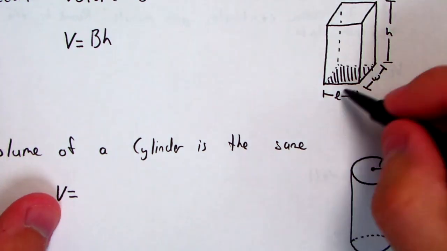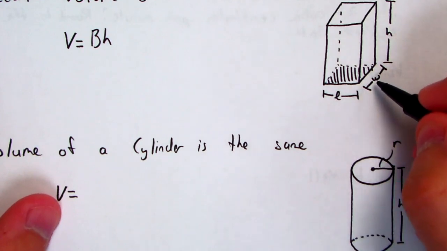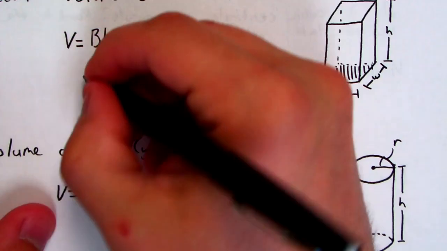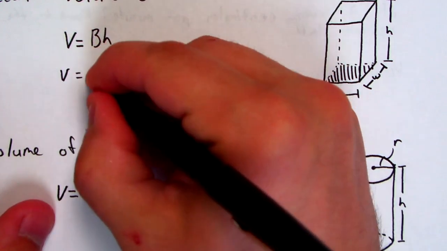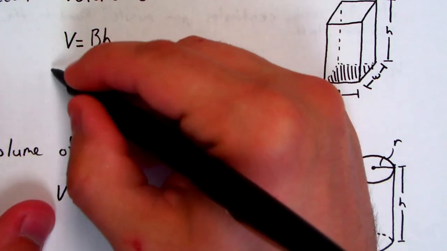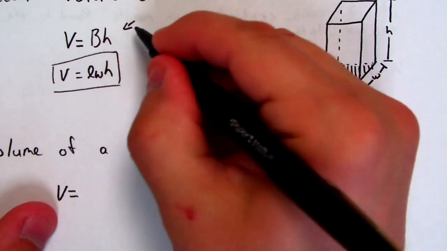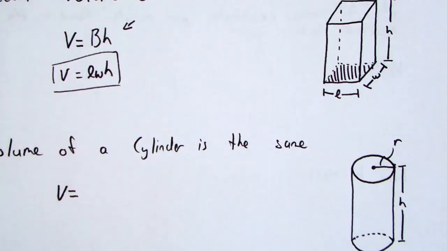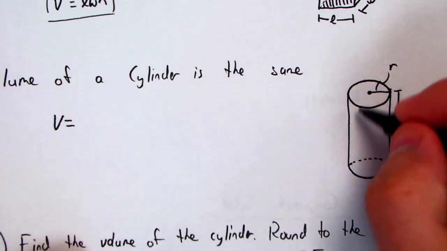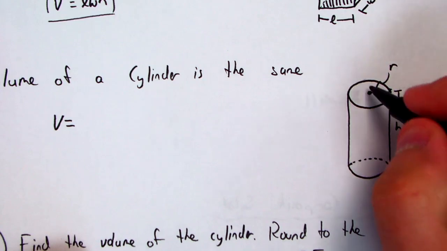So it'll be length times width is the area of the base times the height. So this was length times width times height, the very specific formula for a rectangular prism. But this one right here is the generic form for any kind of prism. Now, the good thing is a cylinder is actually a circular prism. The only difference is it doesn't really have any faces on it, except for these two bases.